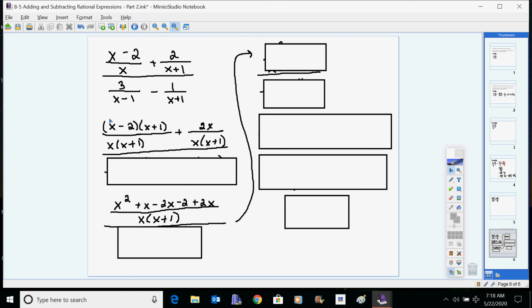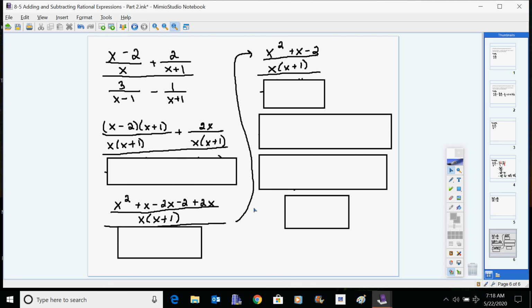We need to multiply out x squared plus x minus 2x minus 2 plus 2x over x times x plus 1. Then I can simplify this. My like terms, -2x and x cancel each other out, but I have x squared plus x minus 2 left, and x times x plus 1. I have now handled my numerator to the point where you've got it all as its own fraction. So let's now handle the denominator.